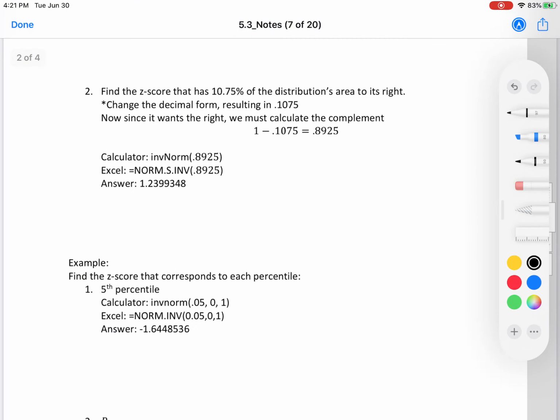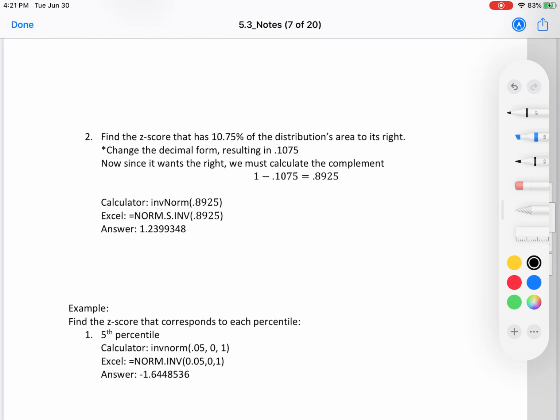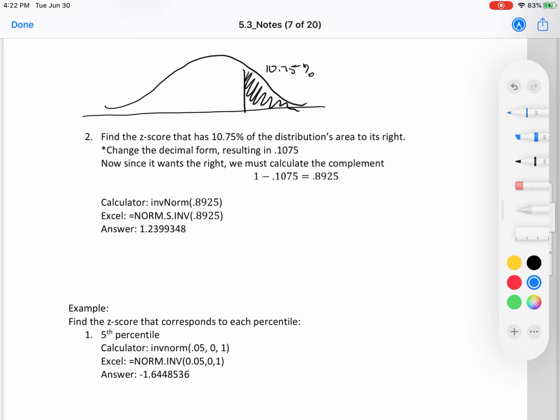2. Find the z-score that has 10.75% of the distribution's area to the right. Alright, this one we might have to draw. So we want the z-score that has 10.75% of the distribution's area to the right. So we want to find this piece that is 10.75%. Remember to always change it to decimal form. Move the decimal to the left twice, so that'd be 0.1075.